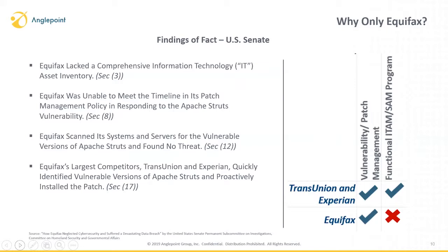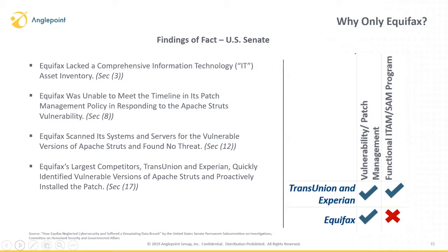So the first one, finding number 3, Equifax did not have a comprehensive IT asset inventory. This led to ineffective vulnerability scanning and no way to determine if Equifax used Apache Struts, and if they did, then where they used it.